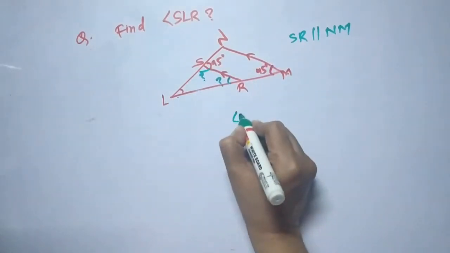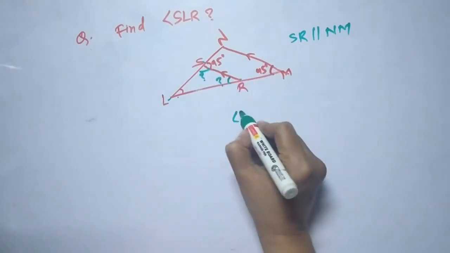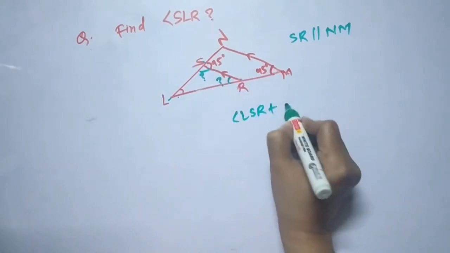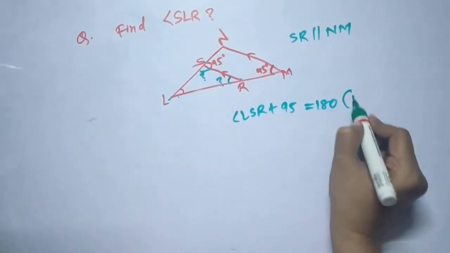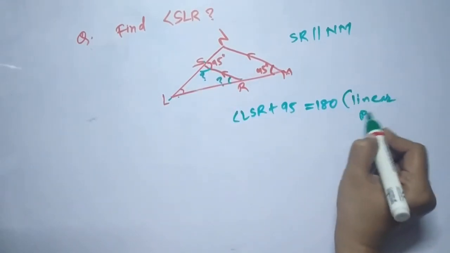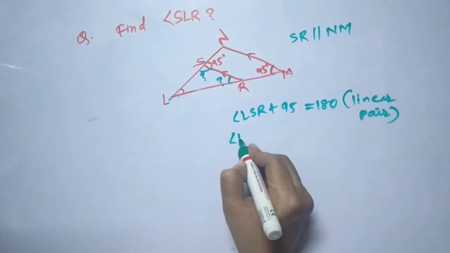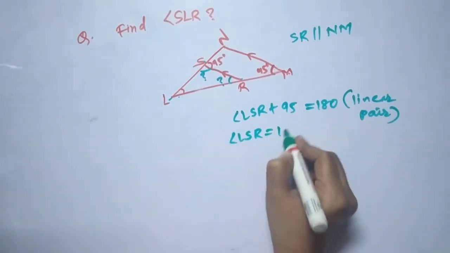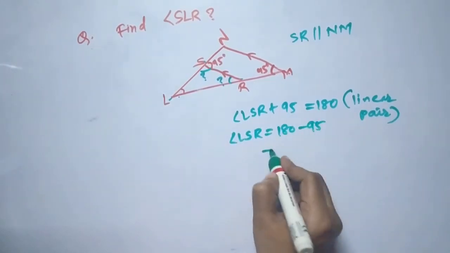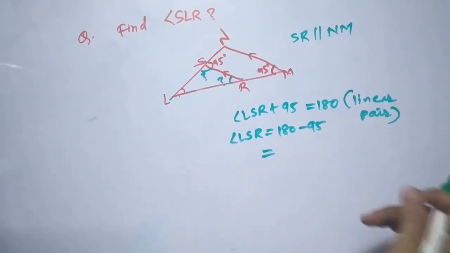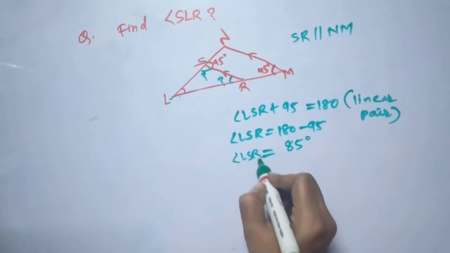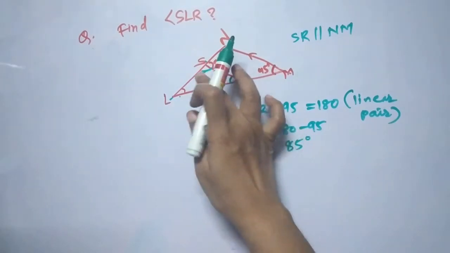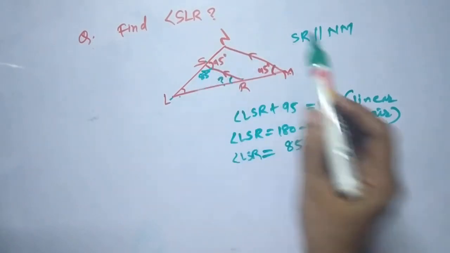So I'll write angle LSR plus 95 is equal to 180. This angle I'm finding first, which is a linear pair. So friends, simply LSR is equal to 180 minus 95. So here we'll get 85 degrees. This is 85.